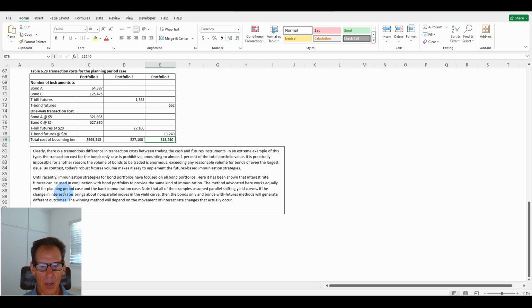Note that all the examples assume parallel shifting yield curves. If the change in interest rates brings about non-parallel moves in the yield curve, then the bonds with futures methods will generate different outcomes. The winning method will depend on the movement of interest rate changes that actually occur. Read it if you need it.